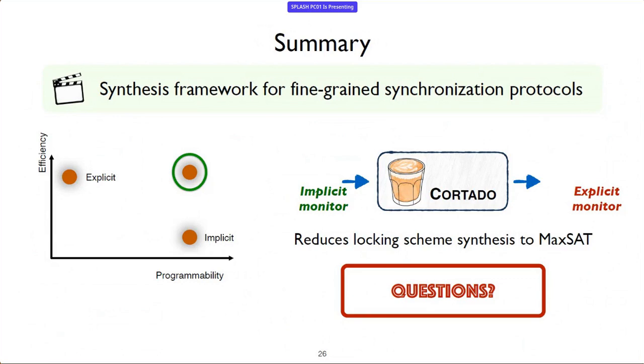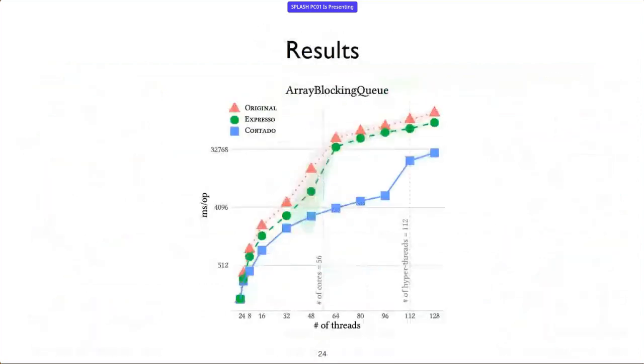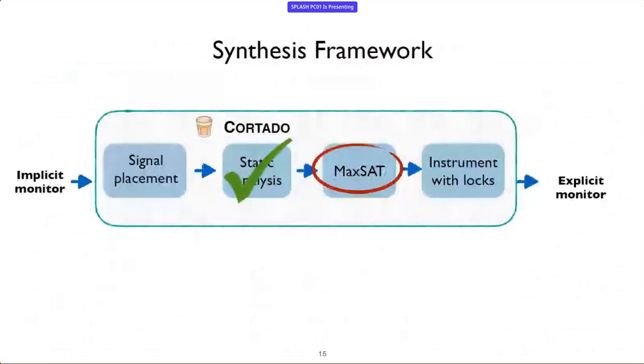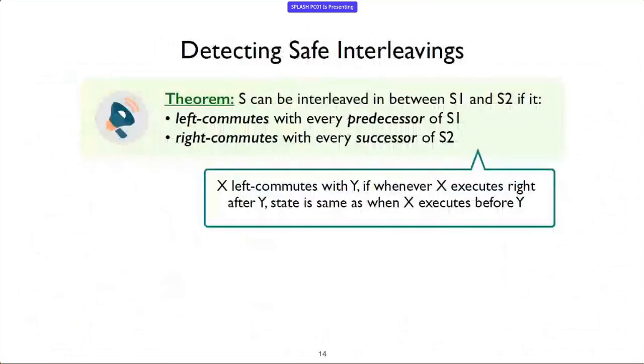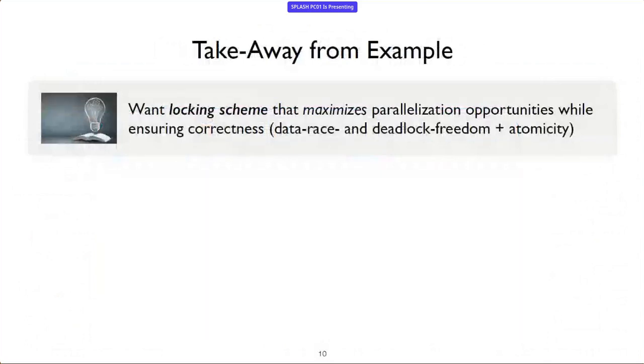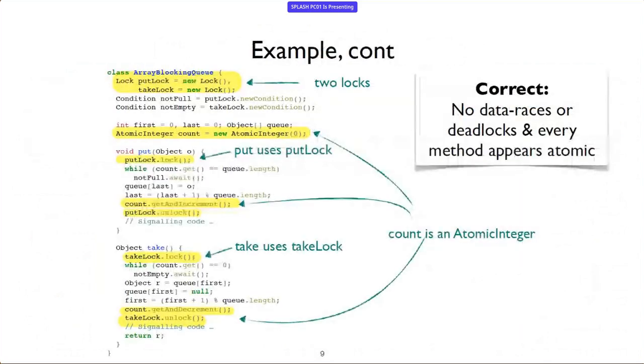So for your await blocking queue implementation, what does your synthesized version do, and how is it different from the original version? It shows a speedup, so I'm just curious what it does. Basically, the implementation that we synthesize is exactly what I showed you earlier. So let me go back. It introduces two locks, and it also implements the count variable as an atomic integer.